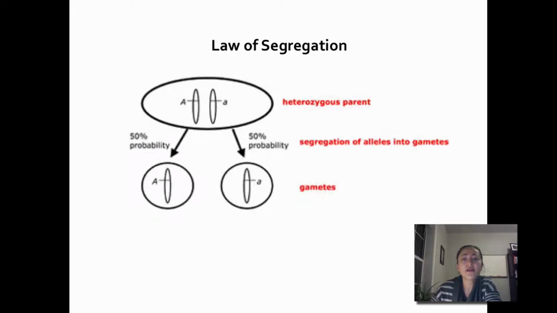For example, if a parent was heterozygous, they have a big A and a little a. There's a 50% chance that their gamete would get the big A, and a 50% chance that it would get the little a. However, there's a 0% chance that they could get both the big A and the little a simultaneously, because these separate during the formation of gametes. It will always be this way. Your gamete can either get one copy or the other copy of that gene.